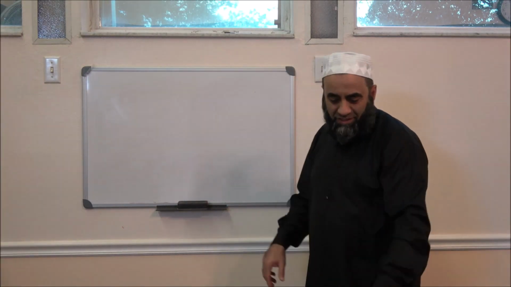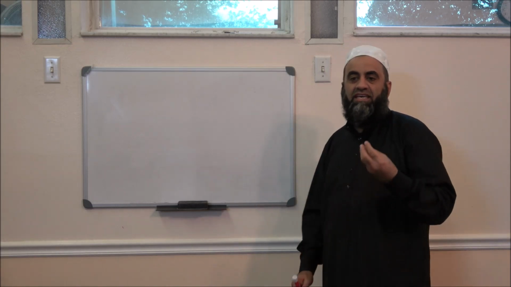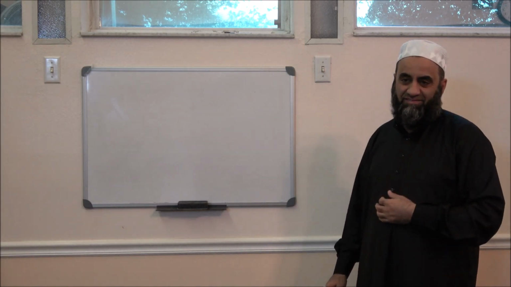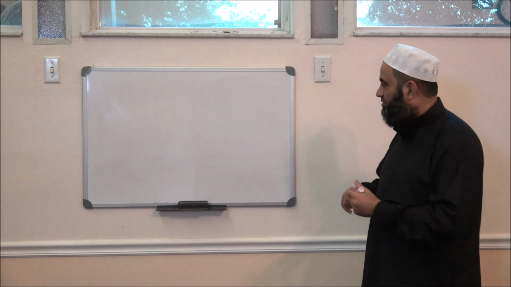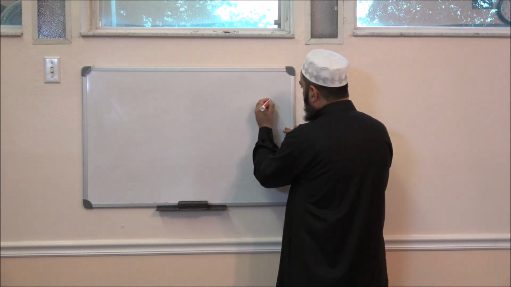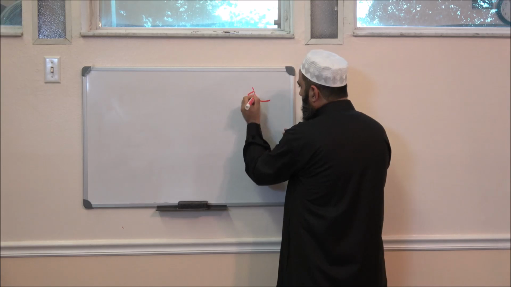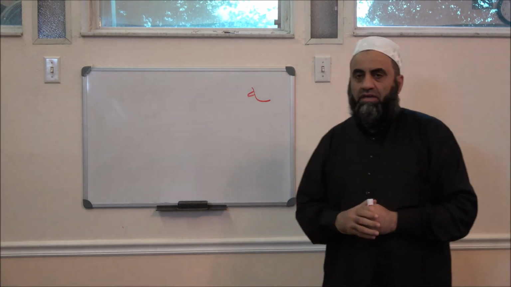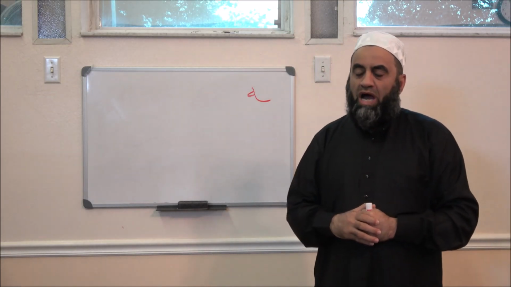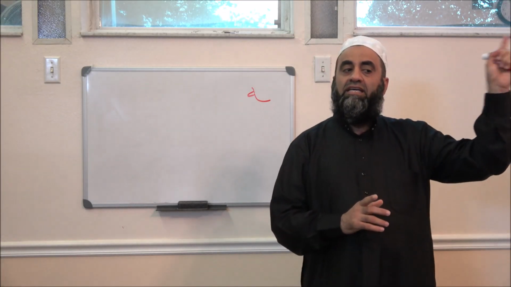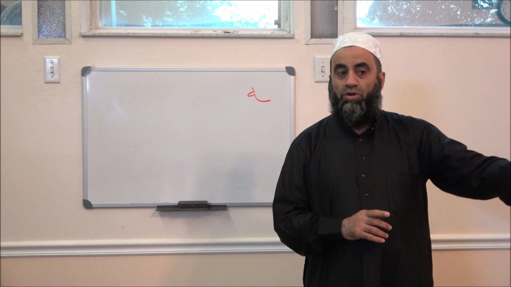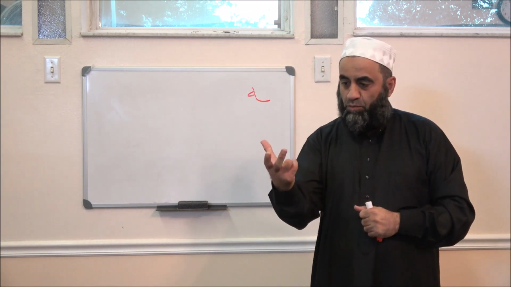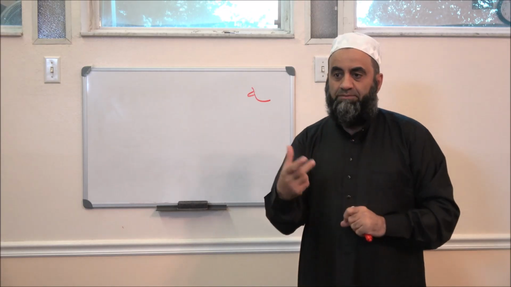In the third person, the base of addition is the letter ha. Here's my letter ha connected. So I want to say his Rabb, his book, his name. What do I do? I take the word and apply the addition, right?